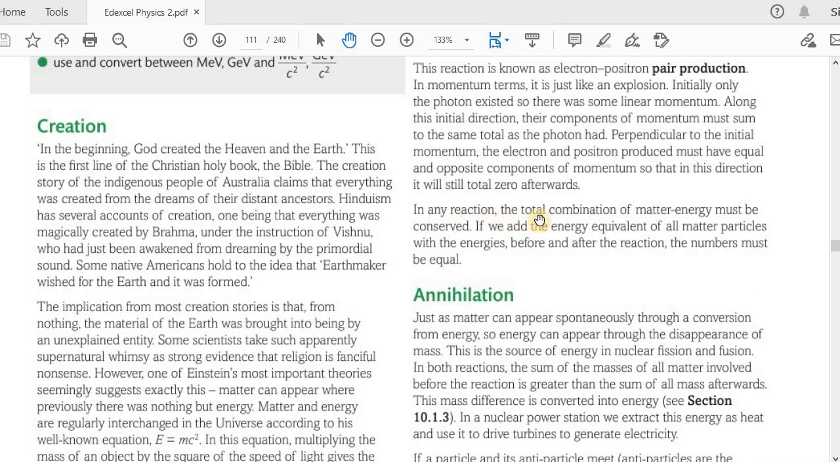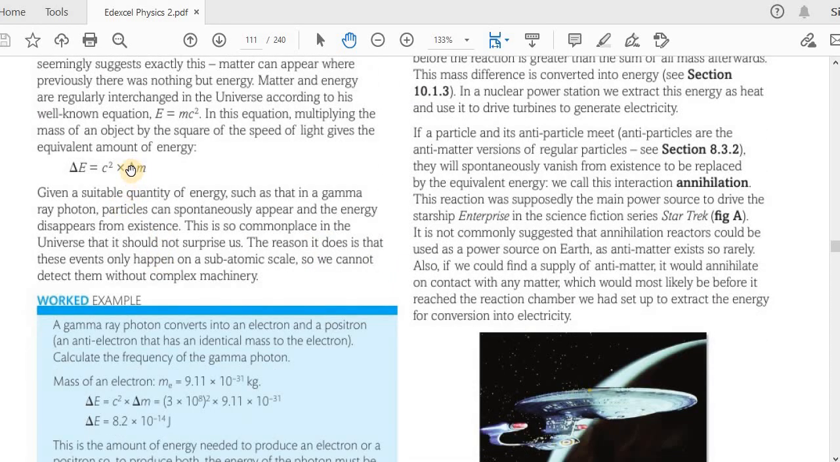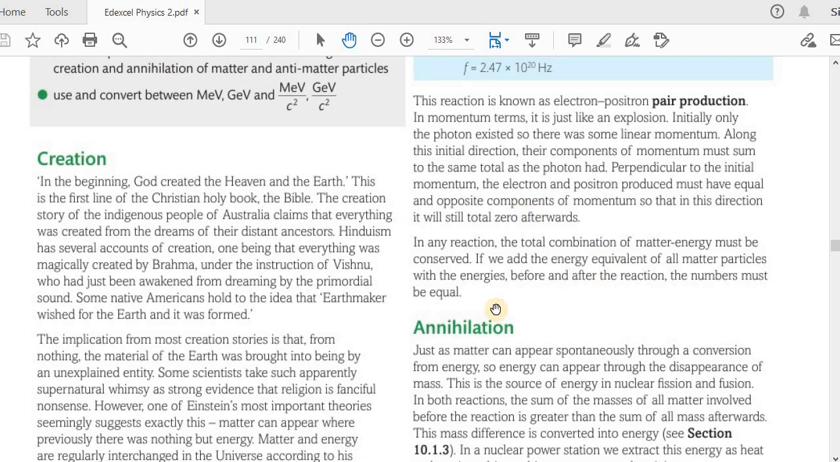Okay, in any reaction, the total combination of matter and energy must be conserved. If we add the energy equivalent of all matter particles with the energies before and after the reaction, the numbers must be equal. So that's what we have here. Whatever decrease in mass is equivalent to the increase in energy. So that's what is explained here. You can see the total combination of matter and energy must be conserved. That means total matter plus the energy before should be equal to the total matter plus the energy after. That is what we say it's conserved.